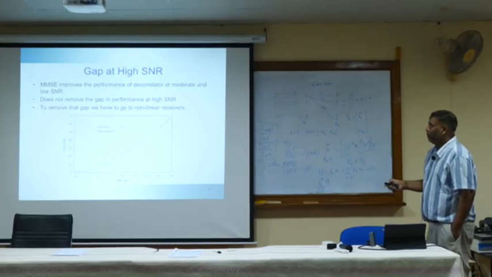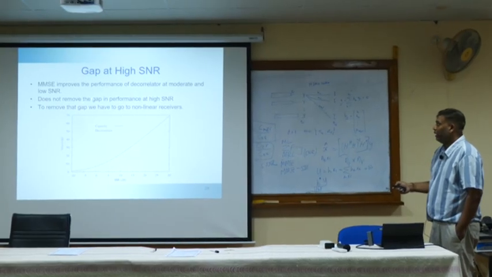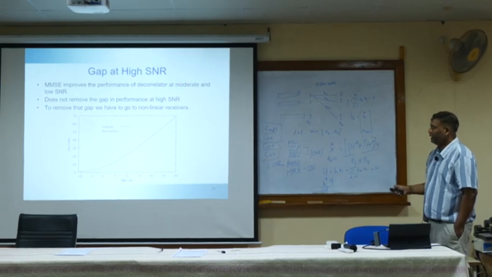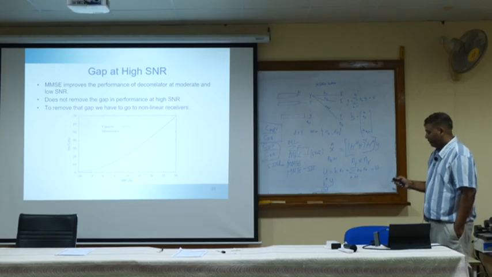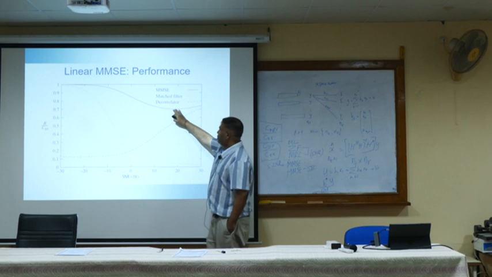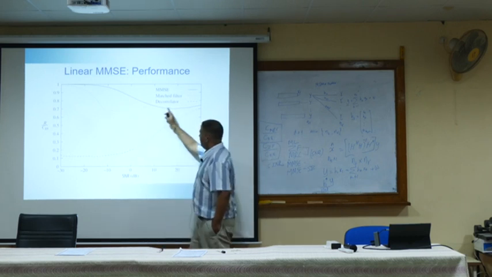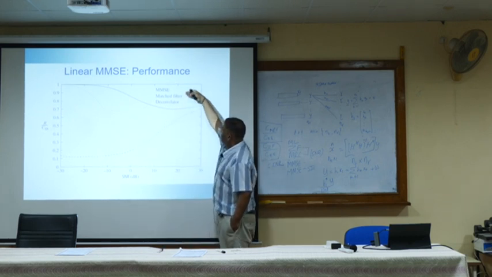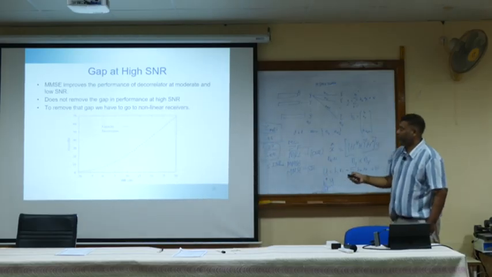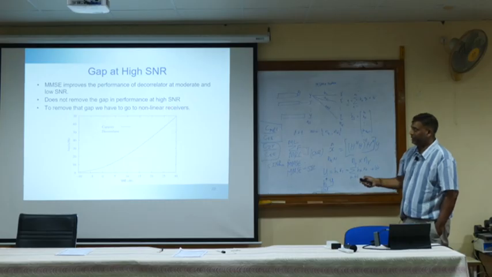In this plot, the MMSE improved the performance of the decorrelator at moderate and low SNR, but does not remove the gap in performance at high SNR. That's what I said: MMSE does a good job at low SNR, but at high SNR there is a gap here. It does not remove the gap in performance at high SNR. To remove the gap, we have to go to a nonlinear receiver.